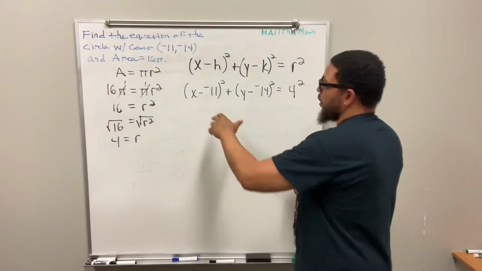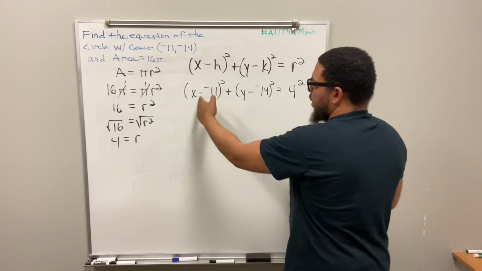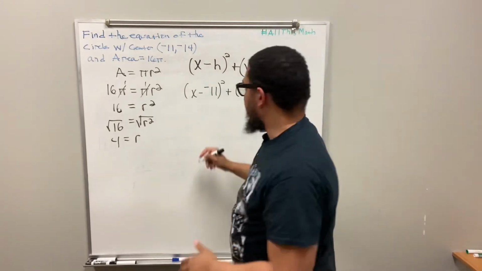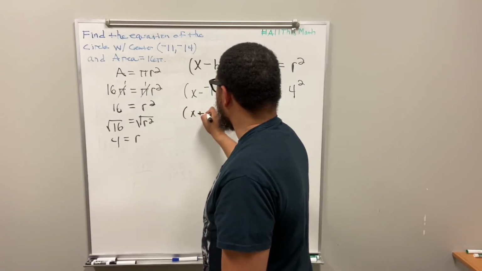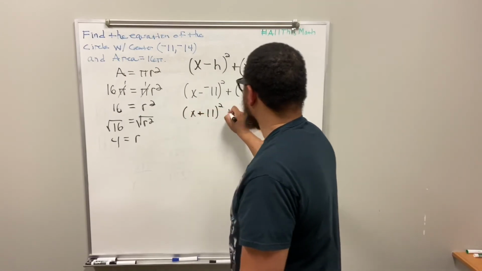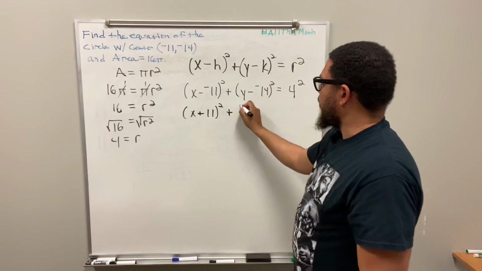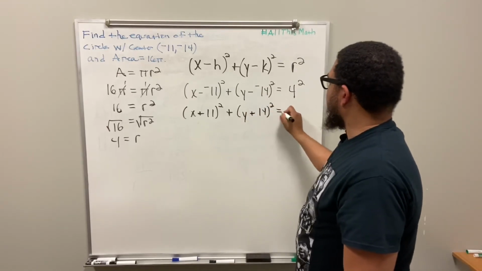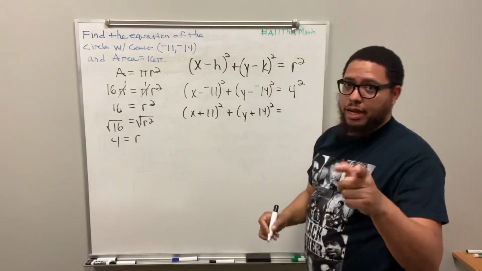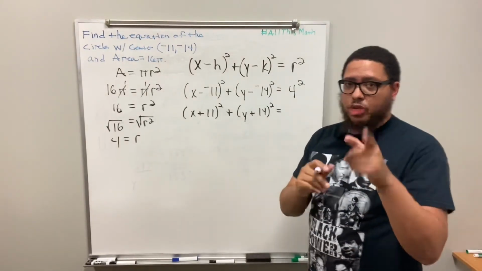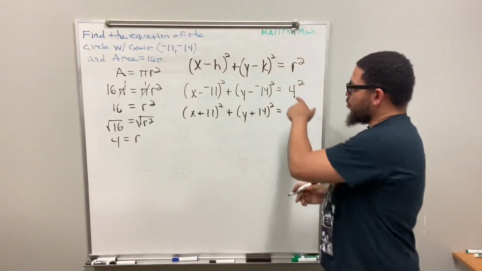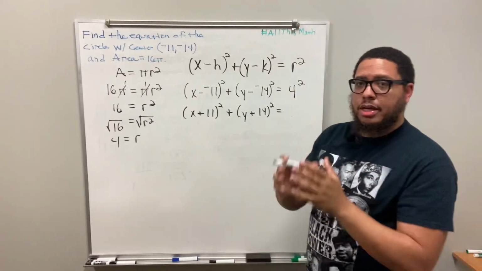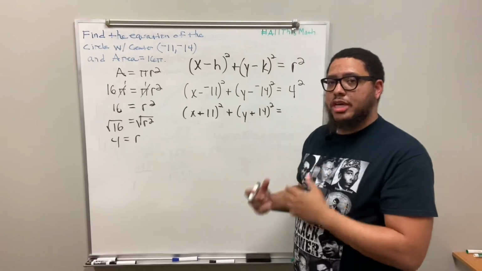All right. So anyway, I got a double negative right here. I want to simplify that and just make an addition problem, right? So I got x plus 11, boom, and then over here I got another double negative. So then I got y plus 14, boom, and then I got 4 squared, which is not 8. That's a rookie mistake. Don't make that rookie mistake. Don't do 4 times 2. Do 4 times 4.